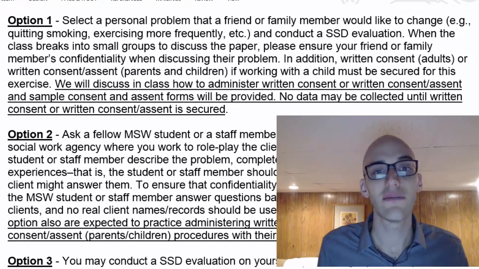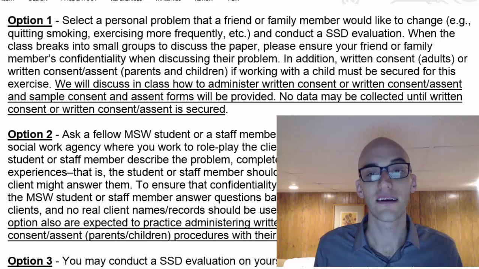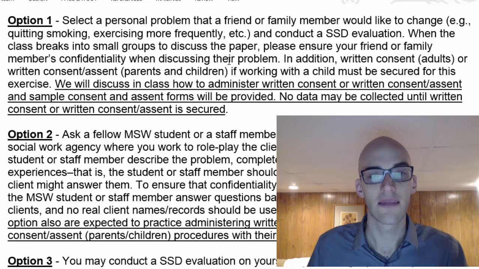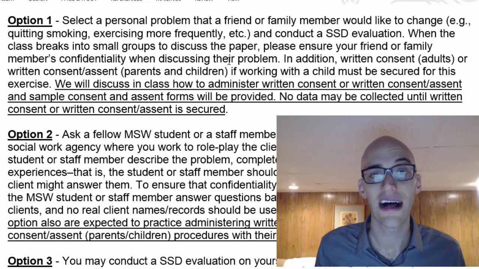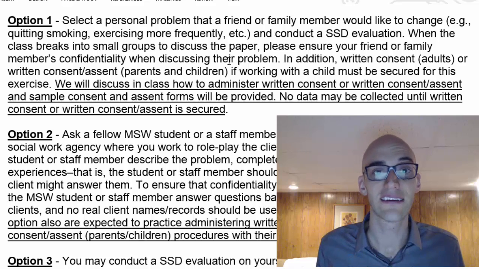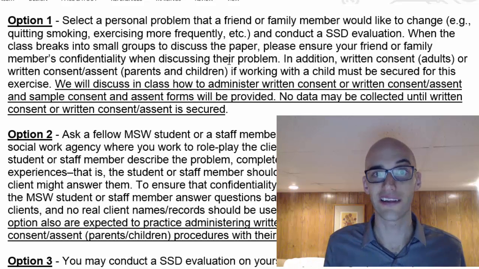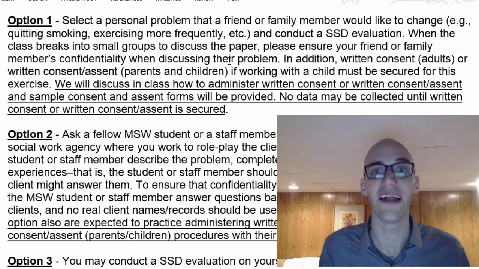You can select a personal problem that you, a friend, or family members like to change and conduct a single system evaluation. And when you're in the discussion forum or talking with your classmates about this, just make sure that everything is confidential, because you want to make sure that if there is something posted to the discussion forum and you're using a classmate for your single system design, don't call them out by their name. Please do not do that.